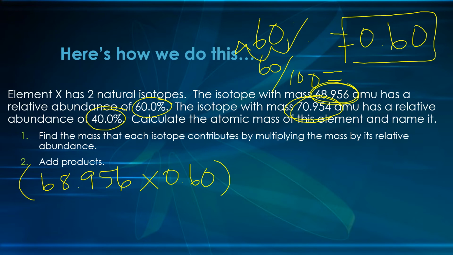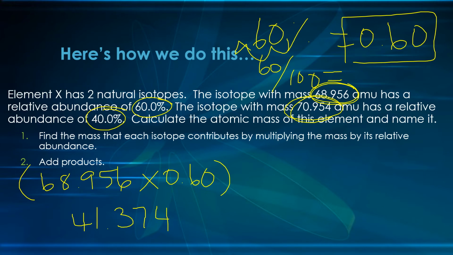And I want you to type in 68.956 times 0.6. And I'm just going to write it down here. You don't have to do the same thing, but I want to show you what I'm doing here. 41.374. Okay, so if I take this 68.956 and I multiply it by 0.6, I get a little bit more than half of this original number, 41.374.